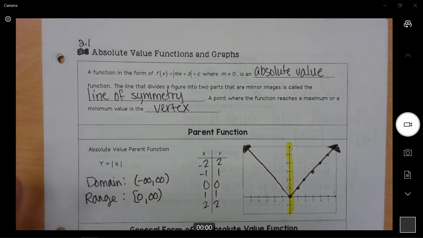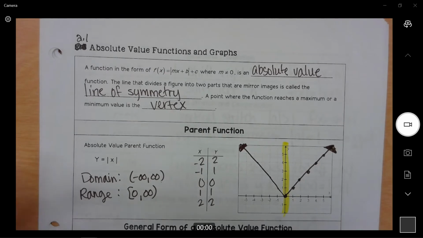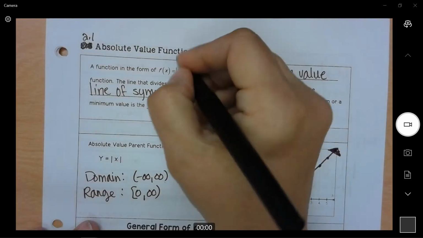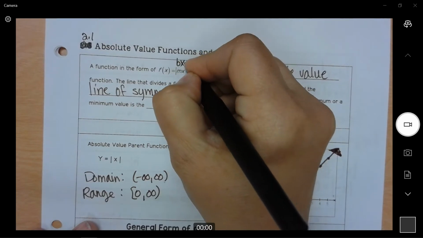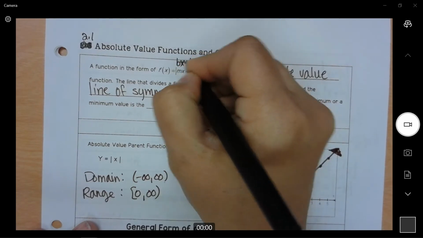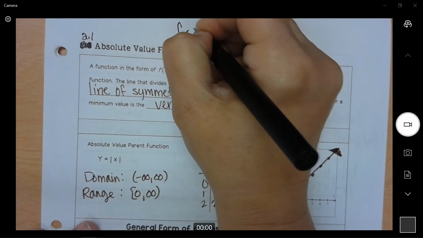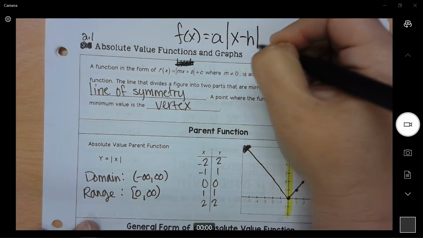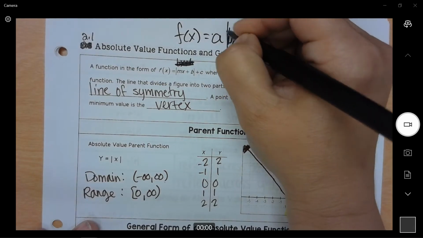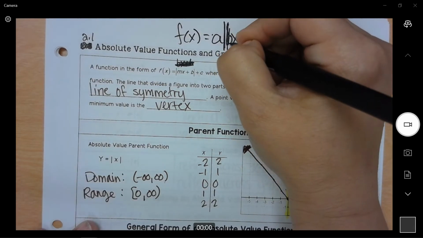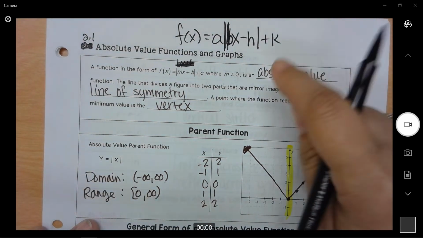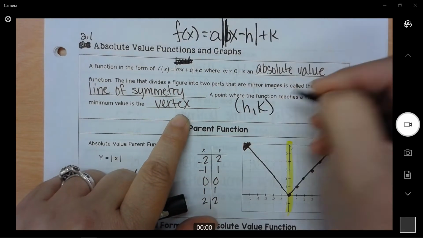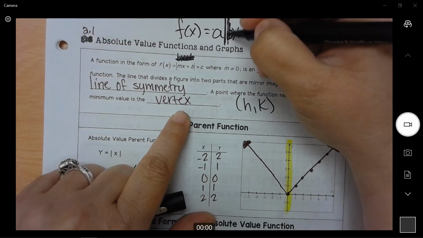So the function in the form of absolute value of mx plus b plus c, which we are going to rewrite as b times x plus h, or sorry, let me write it up here. F of x is our template that we want to continually use. I forgot the b. Plus k. So our vertex is that hk. That's our vertex. So sorry about the bad print.